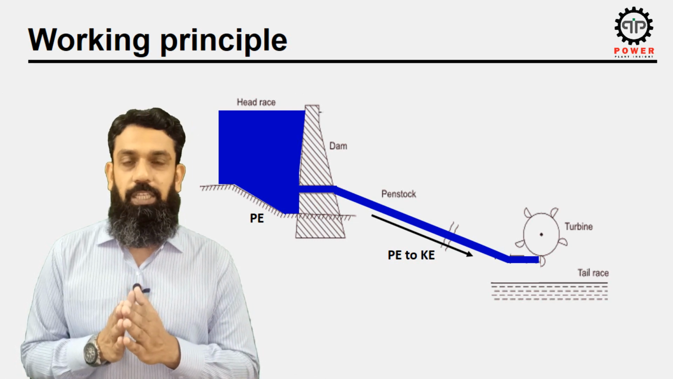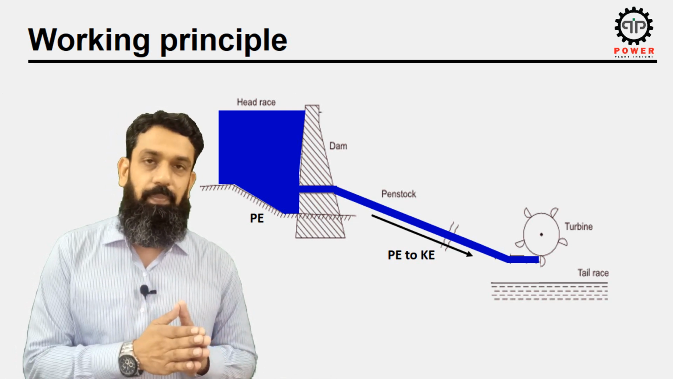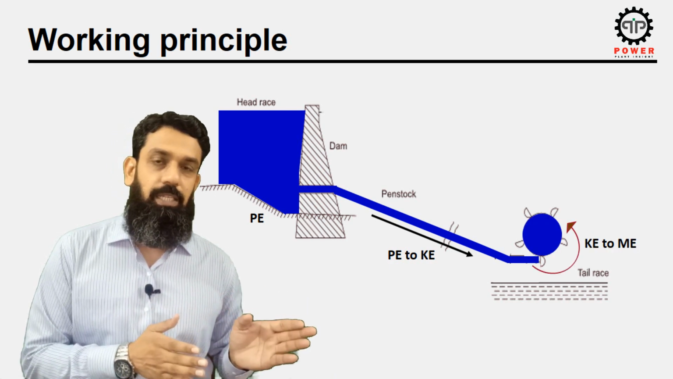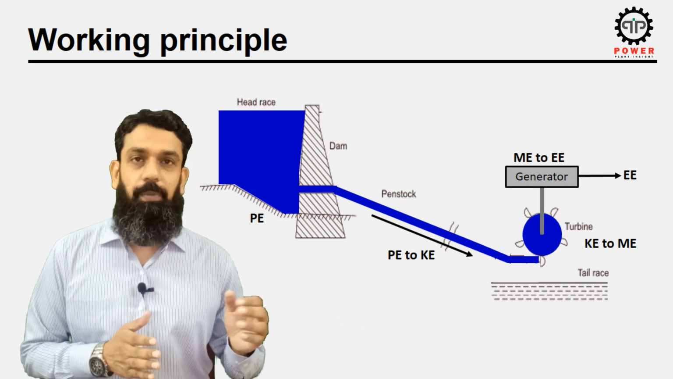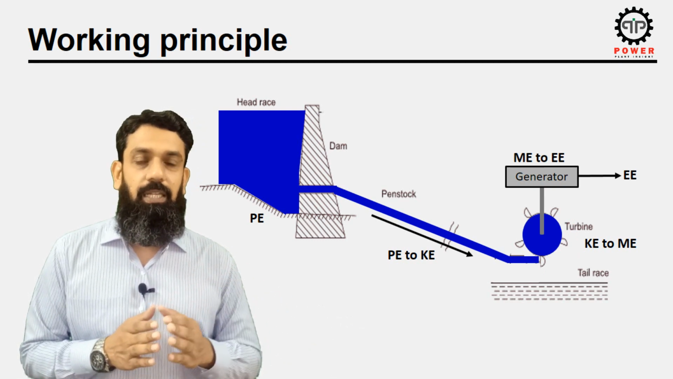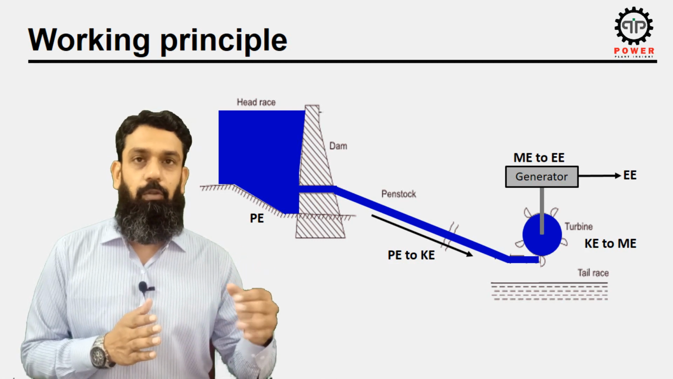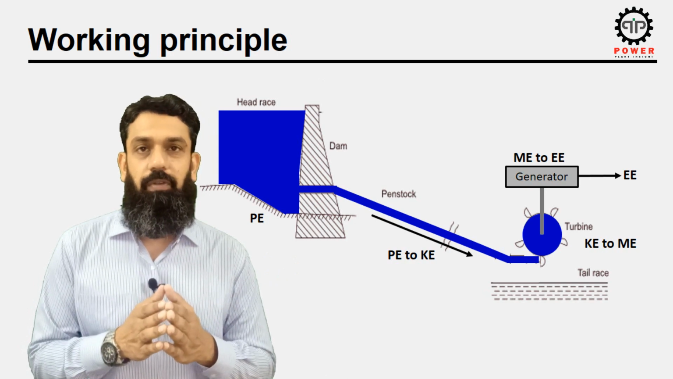this potential energy of the stored water is converted into kinetic energy. That kinetic energy is further converted into mechanical energy at the water turbine. The water turbine is coupled with a generator that generates the electricity. So the mechanical energy is converted into electrical energy. This is the basic concept of a hydroelectric power plant.